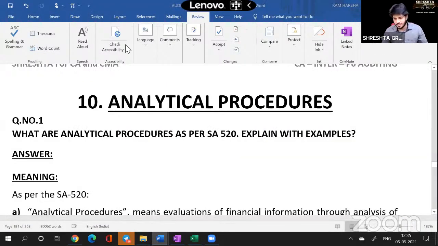So get back to session 3. In this chapter, we are going to understand what is meant by analytical procedure, which deals with SA 520. So in this chapter, we are discussing the complete SA 520 standard. What are the SA 520 contents?